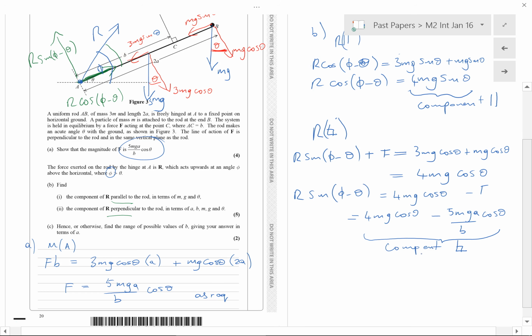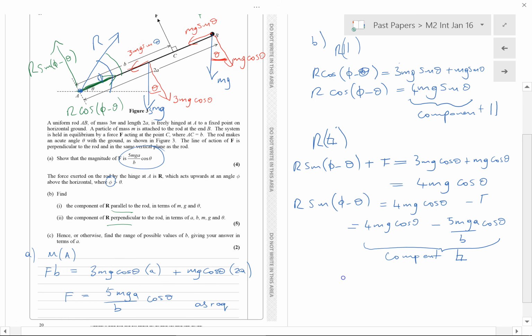Right, okay, so that is part B done basically. Part C says, hence or otherwise find the range of values of b given your answer in terms of a. It has told us some information about phi here being greater than theta. You'll notice that no matter what the value of phi is, this is always positive. But this isn't always positive.